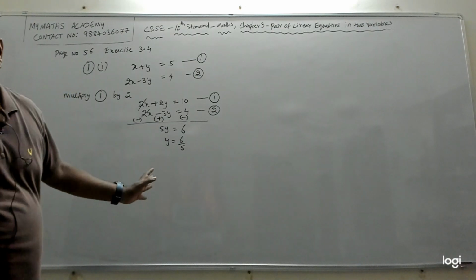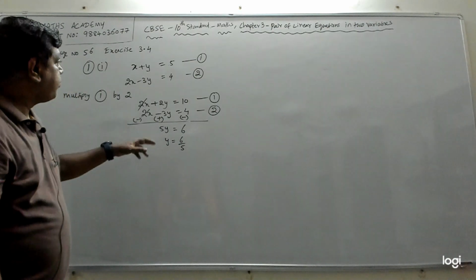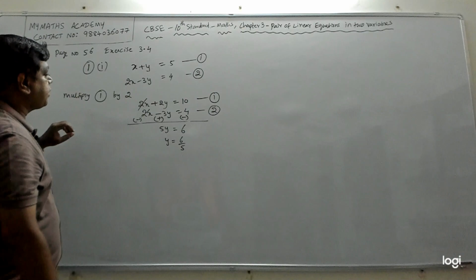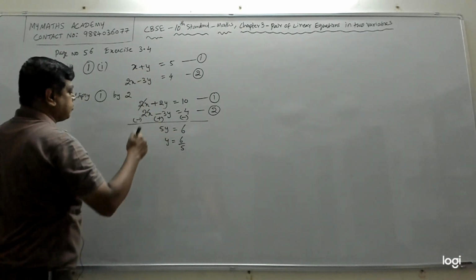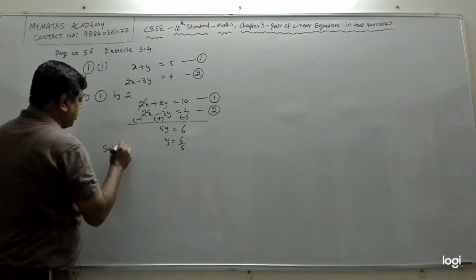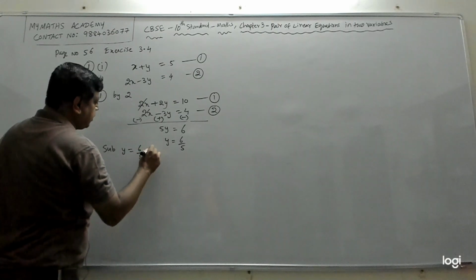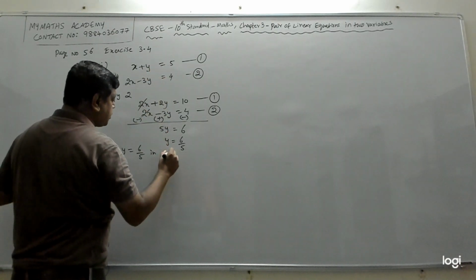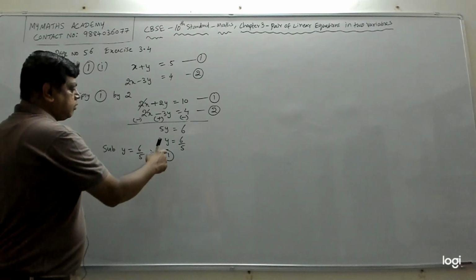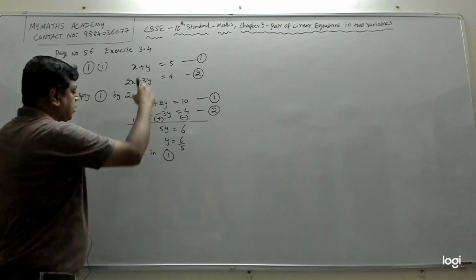So what we'll do? We'll substitute the value of y in one of the equations. So let's substitute y is equal to 6 by 5 in any one of the equations. I am going to substitute in equation 1. When I say 1 in a circle, it means it is equation 1. So what do we get?